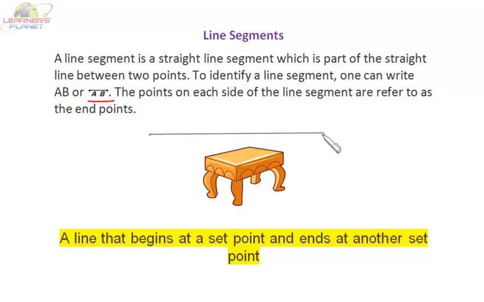We have discussed lines, and we have also discussed that lines have no endpoints. A line segment begins at one point and ends at another point. We can say this edge of the table is a line segment because it is ending. It is not extending infinitely. So that is the basic difference between a line and a line segment. The length of a line segment is fixed, but the length of a line is not fixed.